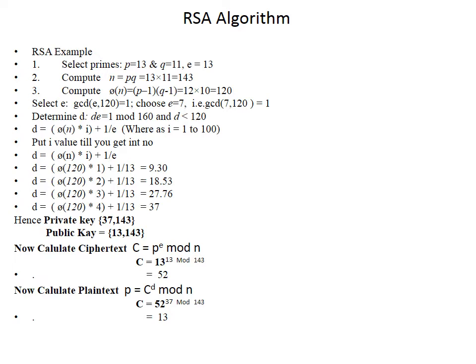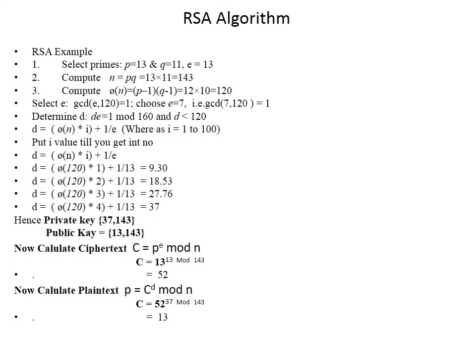Now calculate GCD. You know the value of e is equal to 13, n is equal to 143, sorry, phi of n is equal to 120. So GCD of phi of n, e, that is GCD of 120 and 13, is equal to 1. Now calculate d. d is equal to e inverse mod 120, or d is less than 120. So how can we write this d? d is equal to (phi of n into i plus 1) divided by e. In this way also we can write the d equation to find the d value.